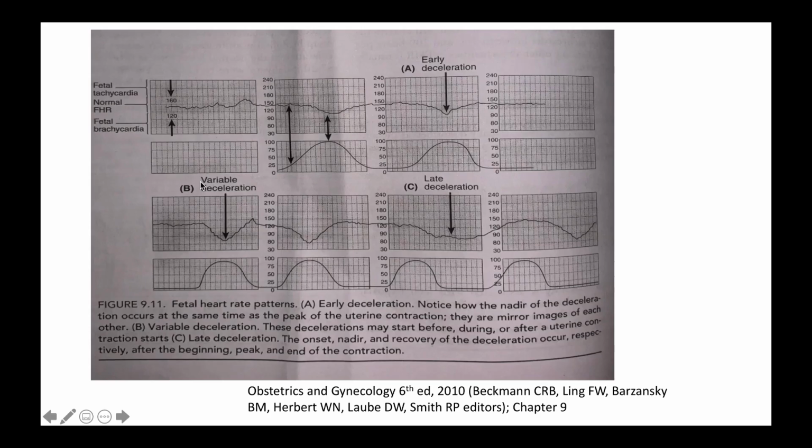We also have a variable deceleration, and these decelerations may start before, during, or after a uterine contraction, meaning the occurrence of the deceleration has no specific timing or specific pattern. For the late deceleration, this is a deceleration where the onset, nadir, and recovery of the deceleration occur respectively after the beginning, peak, and end of the contraction, meaning the nadir, or the lowest point of the deceleration, happens after the uterine contraction.